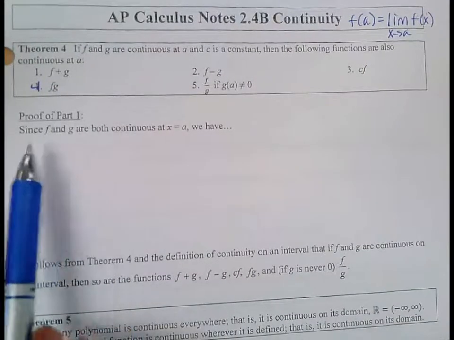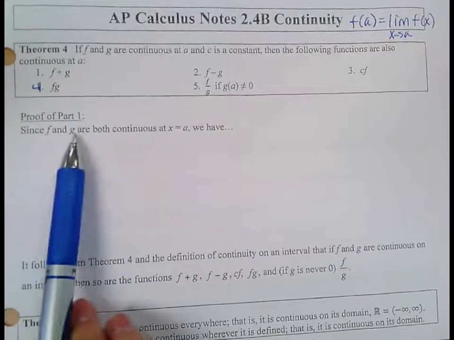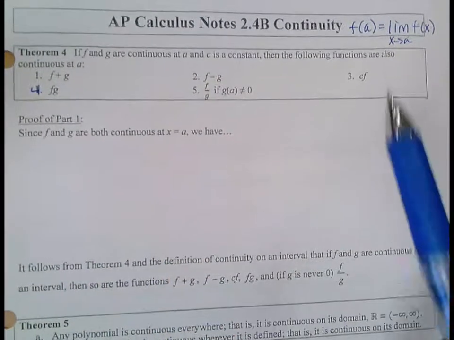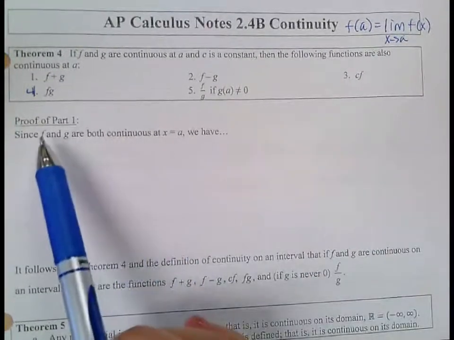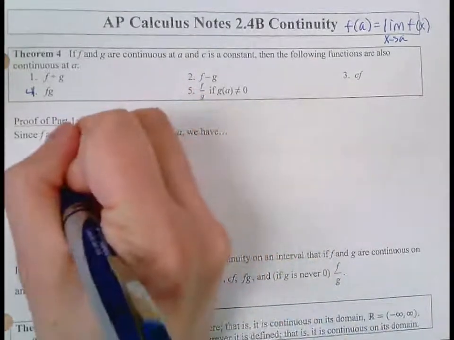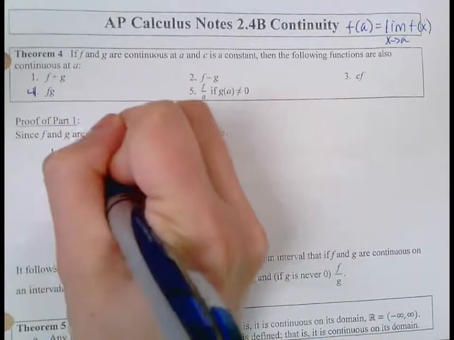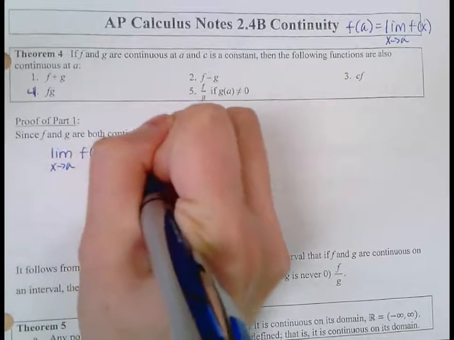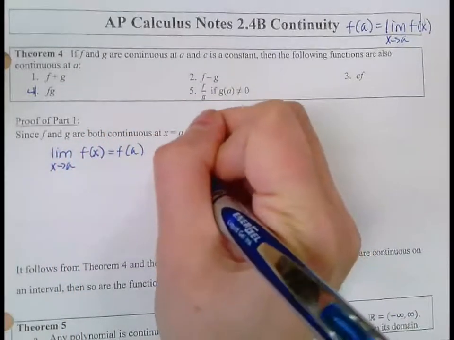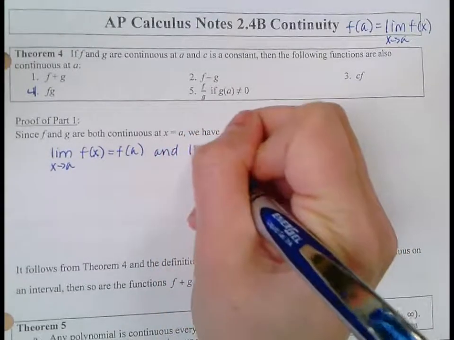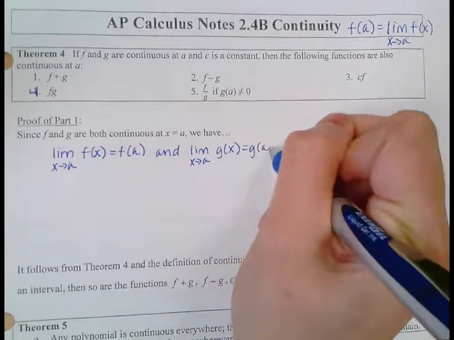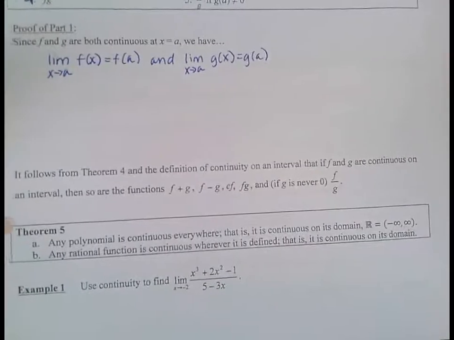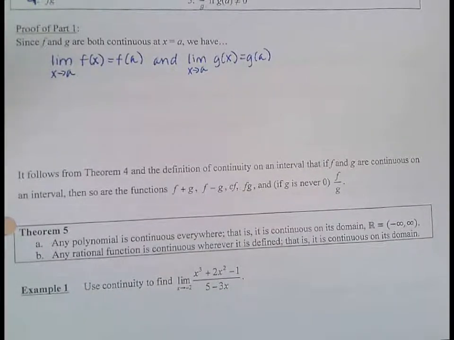Showing the proof of this part, we're starting with, since f and g are both continuous at a, we have, and we just reviewed the definition of continuous at a. So if f is continuous at a, we know the limit as x approaches a of f of x is going to equal f of a. And if g is continuous at a, then we know the limit as x approaches a of g of x is equal to g of a. So that's what we know, just knowing that they're continuous.